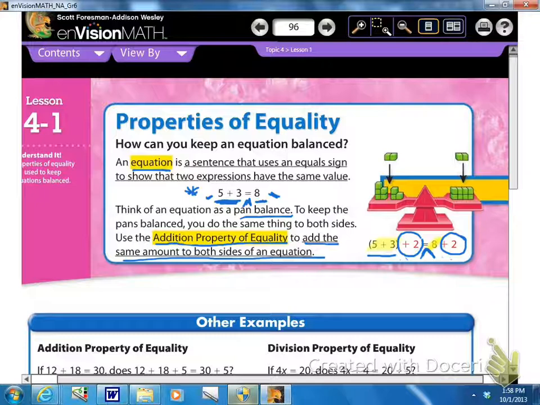We know 5 plus 3 is 8, and plus 2 it's going to be 10. Well, 8 plus 2 is 10, so both sides are still equal. Why? Because they added the same amount to each side. So it could be any amount. I could have added 10 to both sides. I could have added 50, a million. It wouldn't matter as long as they would be the same amount. Okay, let's look at another property of equality.